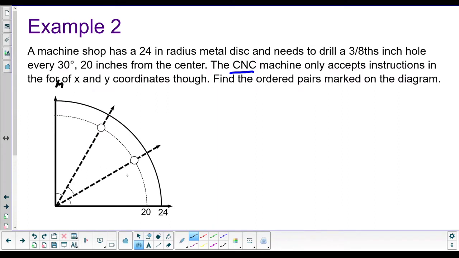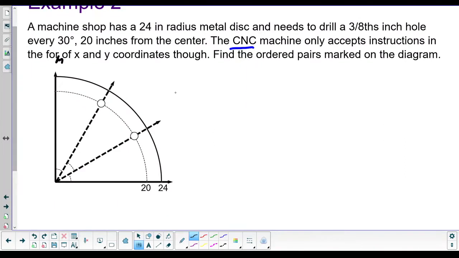Okay, so if I want to tell it where this is, I need to say however many inches this way, however many inches this way. Find the ordered pairs marked on the diagram. So the issue here is we have a disc and we want to cut holes into it at equal angles at the same radius. Okay. This is actually a coordinate system. Someday you're going to learn about these sweet things called polar coordinates.